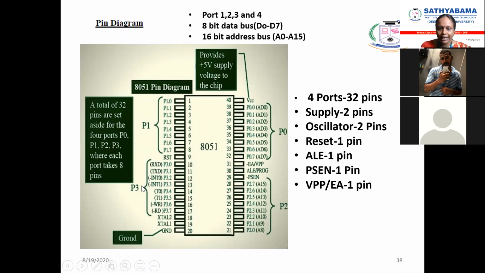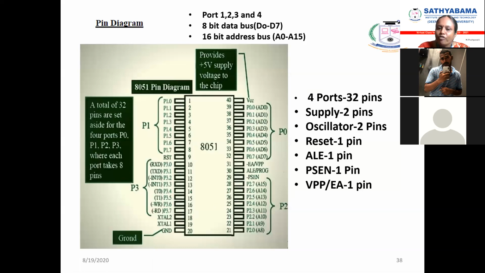Now you see, totally 40 pins. Very easy to remember, 4 ports are there. In microprocessor, you have studied the 8255 programmable peripheral interface, through which I can connect with my external peripheral. But here I can connect directly with my ports. So how many ports are there? 4 ports, each port 8 bits. So 4 into 8, how many pins are allocated? 32 pins. So out of 40, 32 pins are allocated for ports.